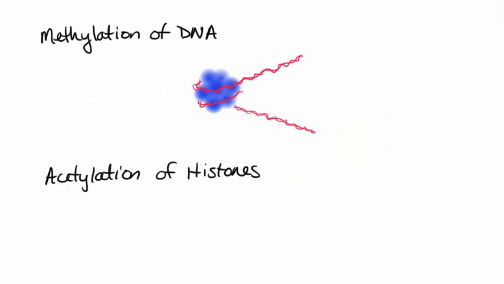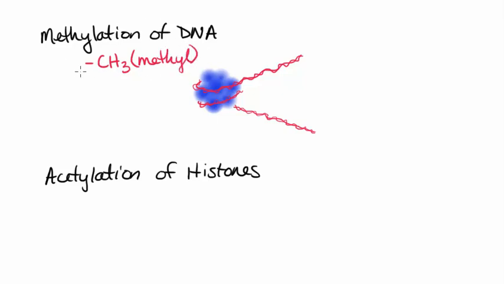So overall, we have two different types of epigenetic control. We have methylation of the DNA, and then we have acetylation of the histones. And both of these are adding additional chemical groups to either the DNA or the histones. So if we talk first about the methylation part of it, a methyl group is a CH3 group. Okay, so that's just what we call methyl.